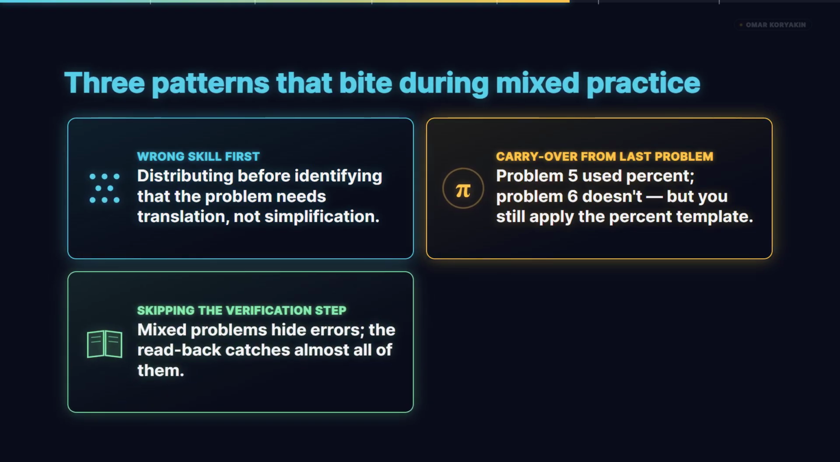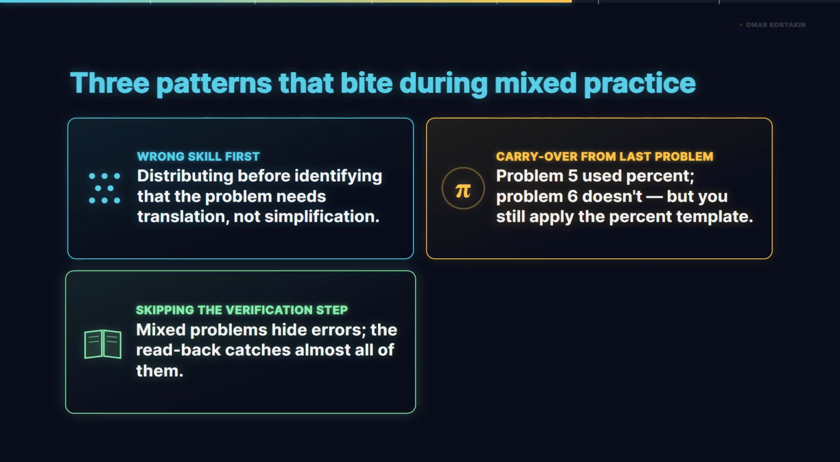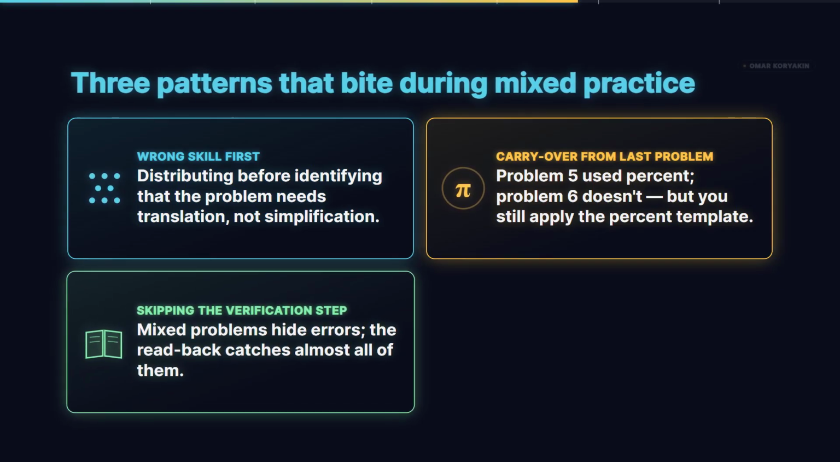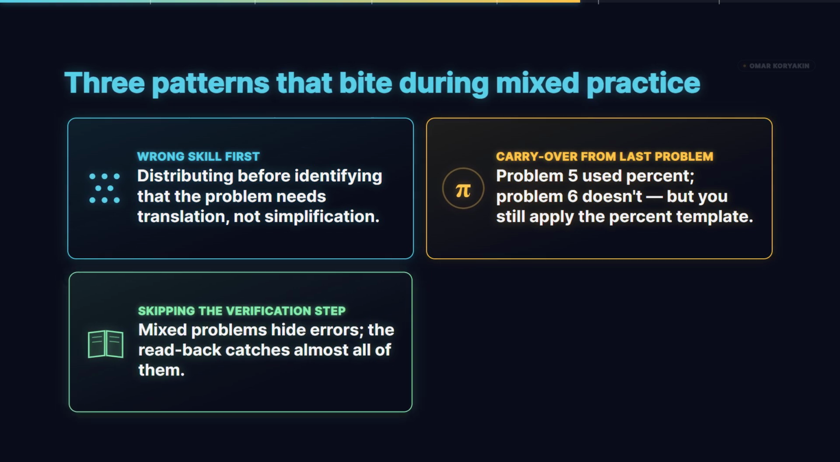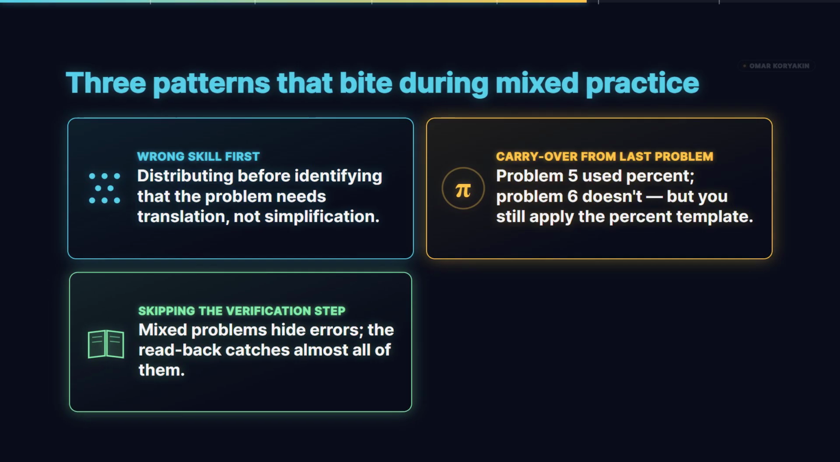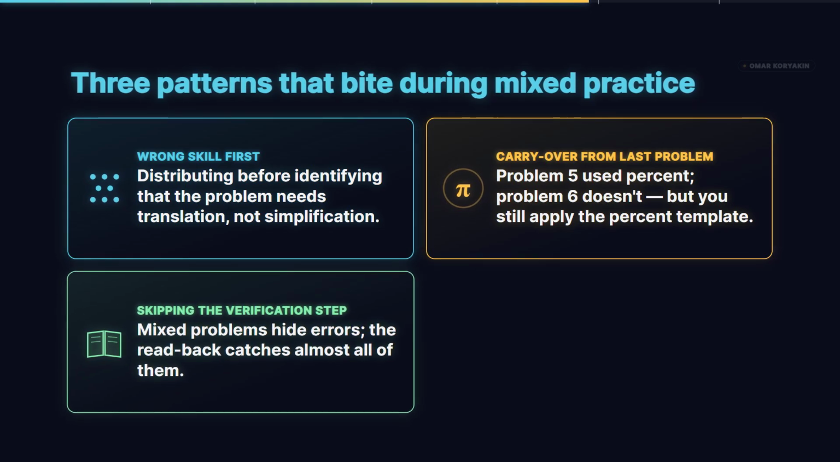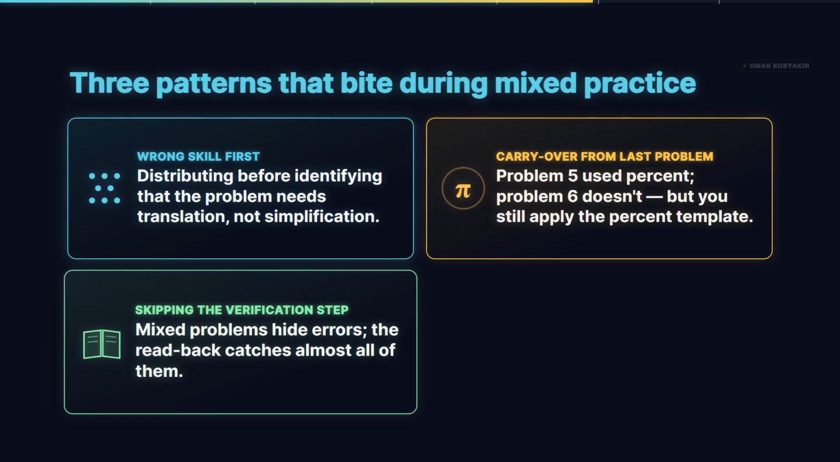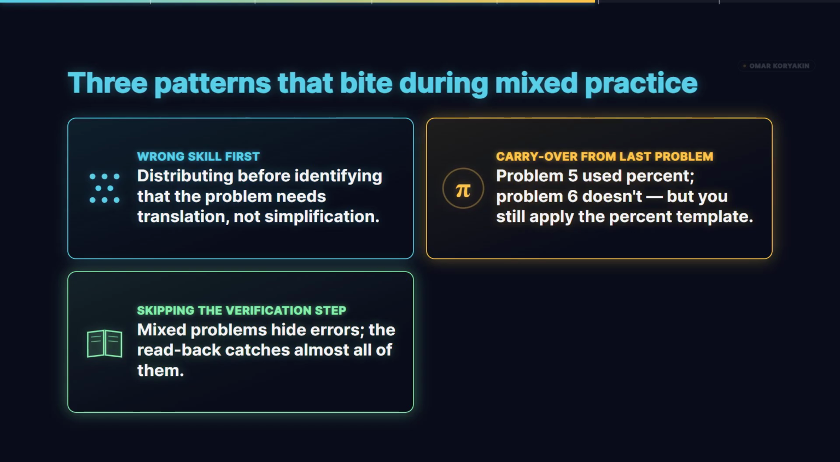Third pattern: skipping the verification step because you are in marathon mode and trying to move fast. Mixed problems hide errors more effectively than single topic problems because there is no rhythm to fall back on, so the read aloud verification step is even more valuable in mixed practice than in regular homework. Always read your final answer back into the original problem, in English for word problems and in numerical substitution for symbolic problems. The verification step takes 5 to 10 seconds and catches the vast majority of mixed practice errors before they become wrong final answers.